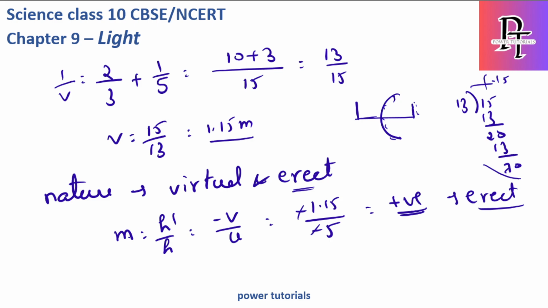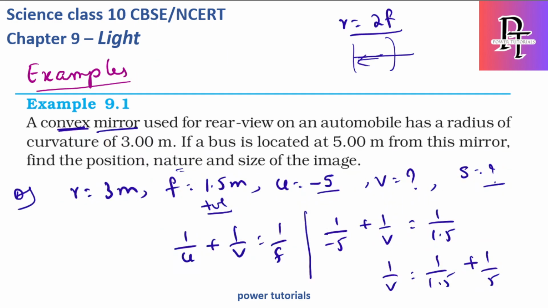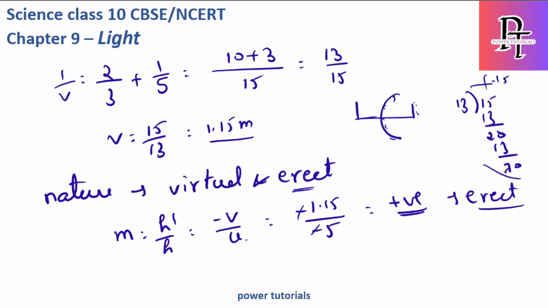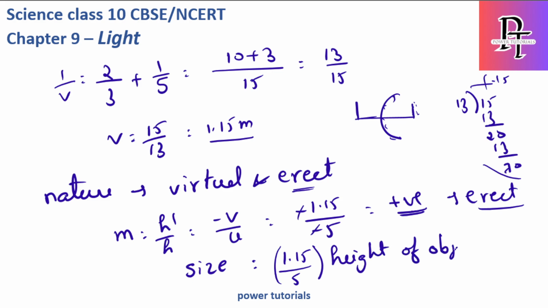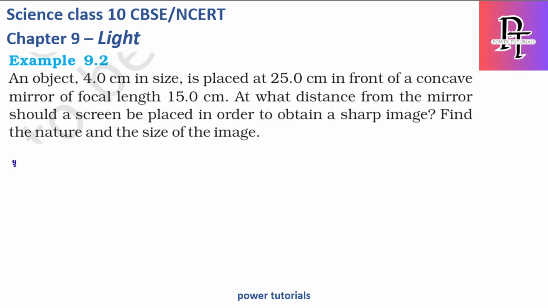Okay, and one more thing, did they ask anything else? The size of the image. Size will be 1.15 by 5, that is h dash times the height of the object h. So here the size is getting reduced. You can also divide by 5, it becomes 0.23. So 0.23 times the height of the object. Okay, let's move to the next question.